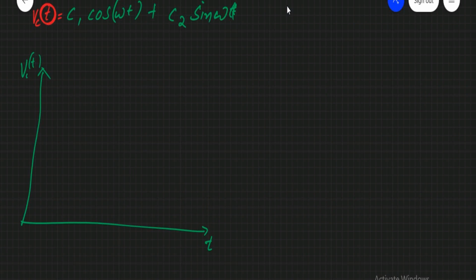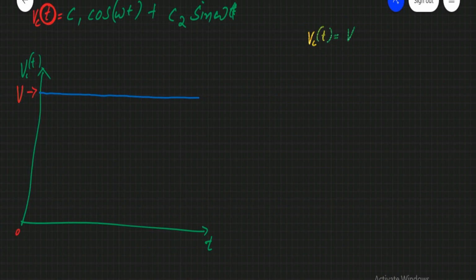Under steady state condition, this is the steady state value. What is the steady state value we got? Vc of T is equal to only V, because the voltage across the inductor is 0 and the voltage drop across the resistor is also 0. So this is your steady state value where T is equal to infinity. This value indicates your V. This is T equal to 0.